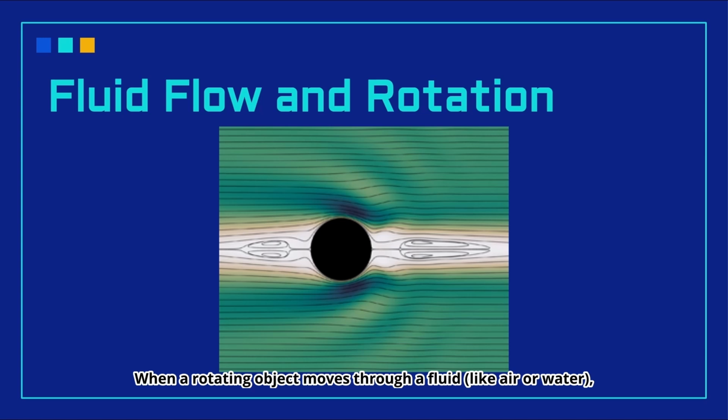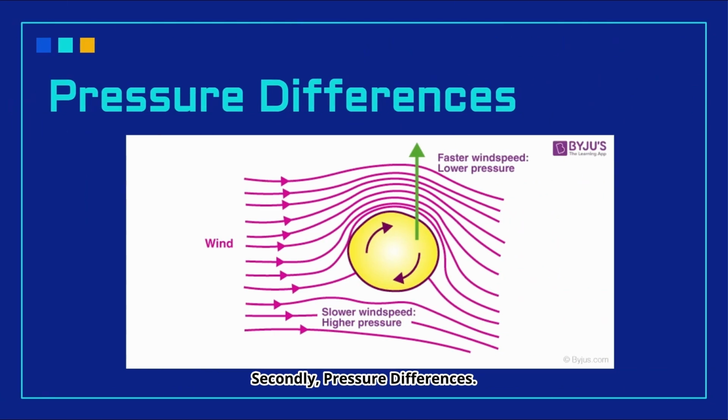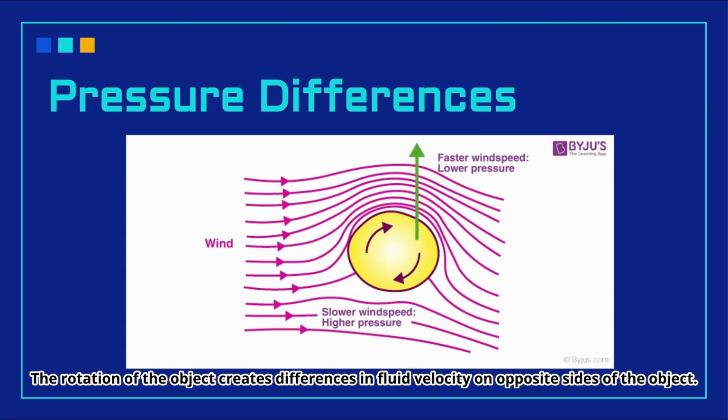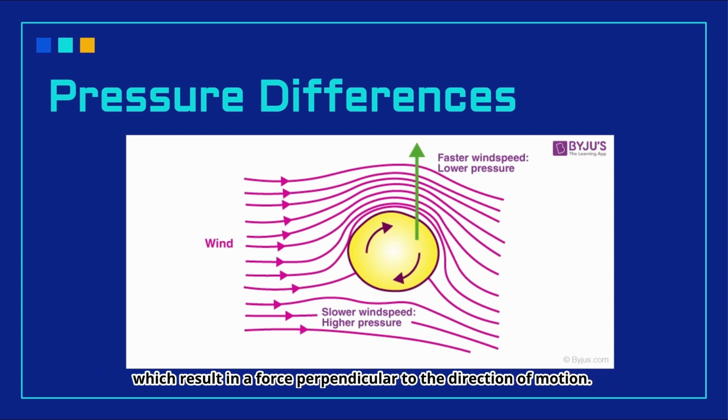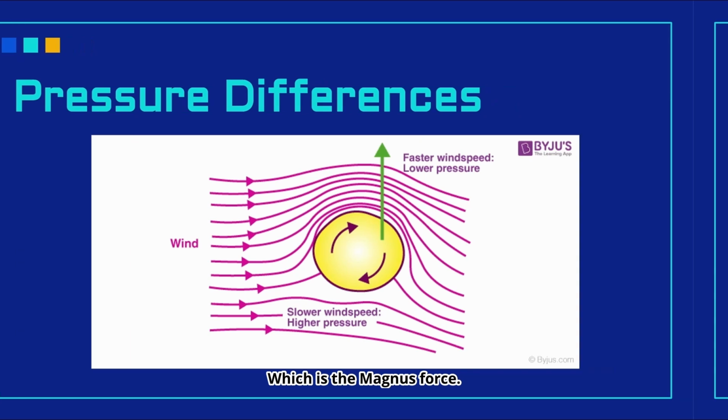When a rotating object moves through a fluid, like air or water, it alters the flow of the fluid around it. This interaction is a fundamental aspect of fluid mechanics. Secondly, pressure differences. The rotation of the object creates differences in fluid velocity on opposite sides of the object. According to Bernoulli's principle, these velocity differences lead to pressure differences, which result in a force perpendicular to the direction of motion, which is the Magnus force.